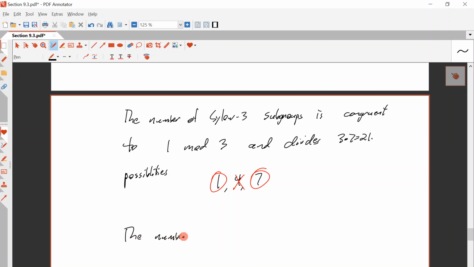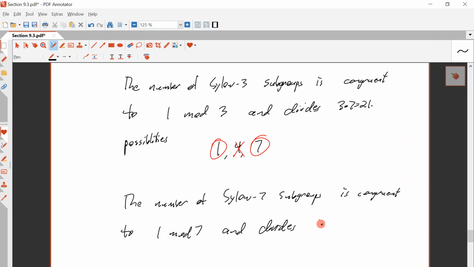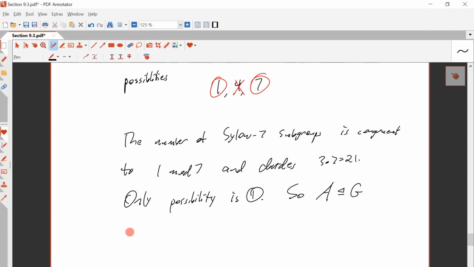The number of Sylow 7 subgroups is congruent to 1 mod 7 and divides 3 times 7, which is 21. So it has to divide 3. So the only possibility is 1. So A is a normal subgroup of G, but B is not.